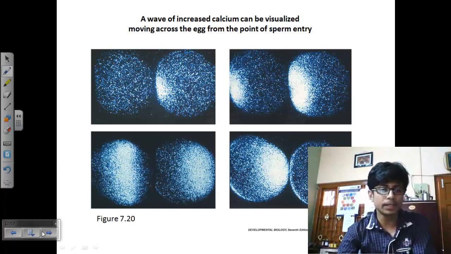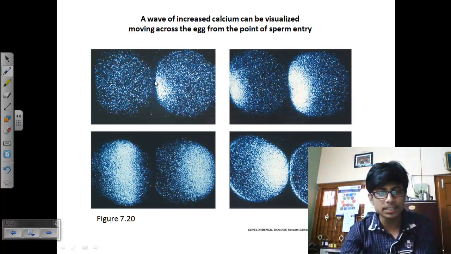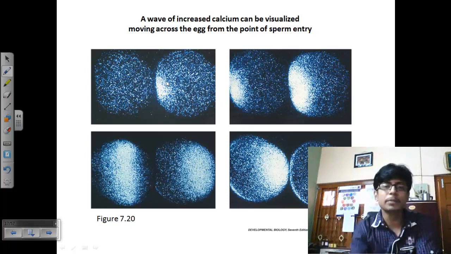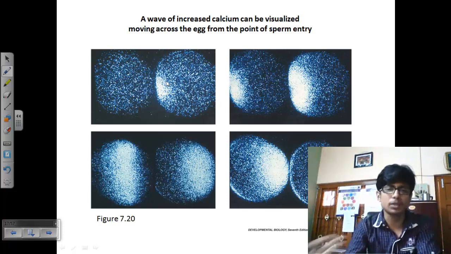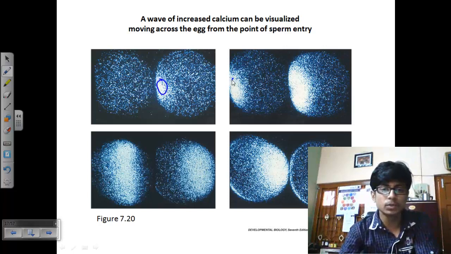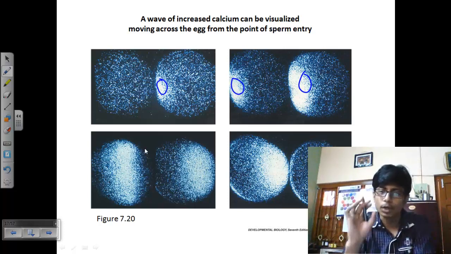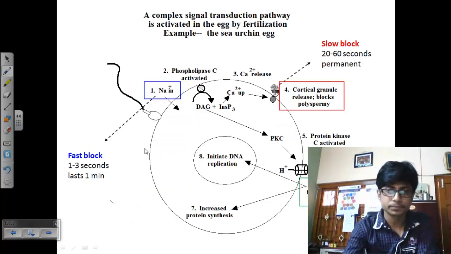So see, this is a realistic image, the real image that we see using a fluorescent dye. A wave of increased calcium can be visualized inside the egg cell in case of sperm entry. So see, this is a condition where the sperm entry takes place, and after the sperm entry is done, slowly from the endoplasmic reticulum, you know, where the endoplasmic reticulum is present, we see a lot of calcium slowly start to come out. So see, this is the region where it slowly starts to come out, and slowly as it is coming out, it is transferring itself and distributing itself throughout the cell for the cortical granules to fuse properly. Okay.